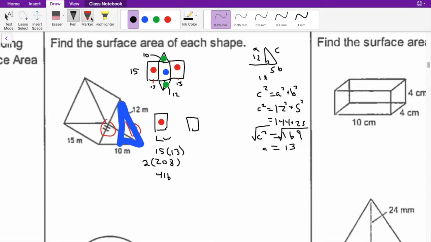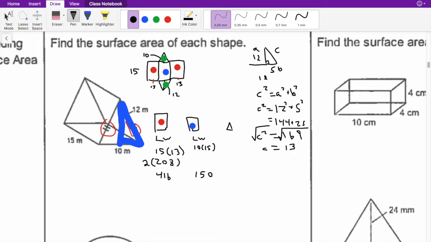Then we have 1 blue one. Let's dot that one blue. The 1 blue one, we have length times width again. And what's the shape of that one? That's 10 times 15, which is going to equal 150. There's only 1 of those.